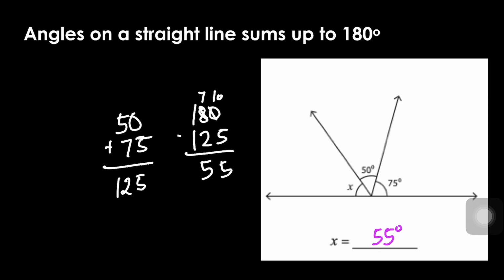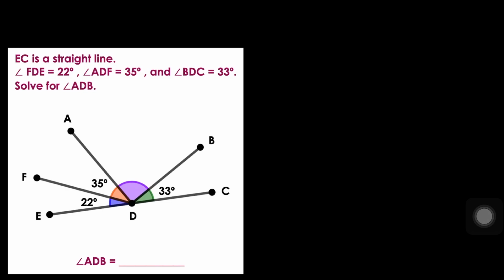Let's try another example. EC is a straight line, FDE is 22 degrees, angle ADF is 35 degrees, and angle BCD is 33 degrees. We would like to solve for angle ADB. So once again, this is a straight line, therefore all the angles would sum up to 180. We are given three angles, 35 plus 33 plus 22. The sum of these angles we subtract from 180, we would get angle ADB.